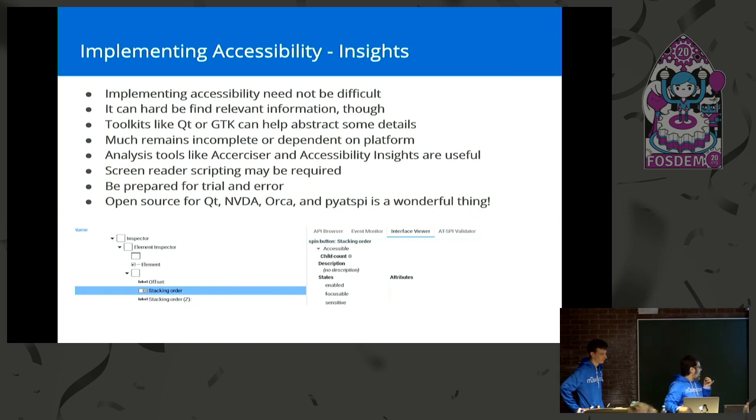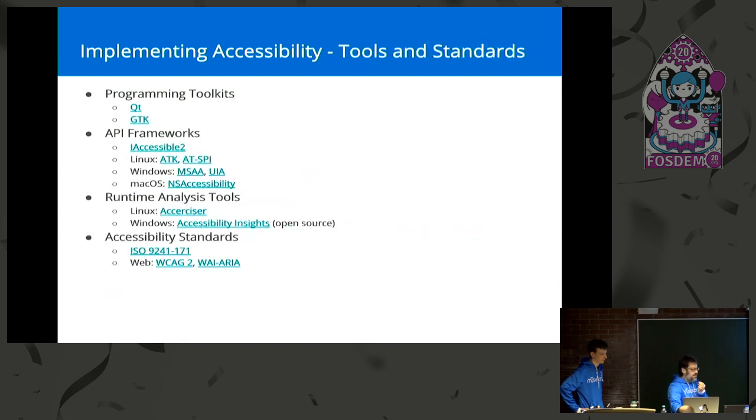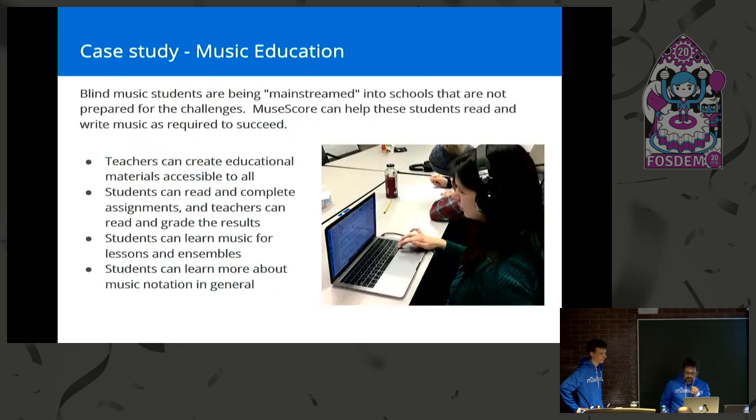There's a couple of tools, Exerciser and Accessibility Insights, that will give you some information about your score, about your application, what the widgets are. That's what you're seeing at the bottom of the screen, and what's going to be presented accessibility-wise. This is a link to a whole lot of the different standards, the different toolkits, and so forth. I want to just wrap up by talking about a real-world use case.